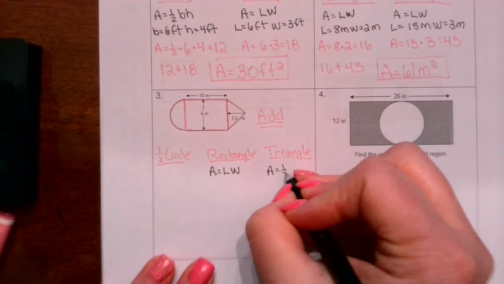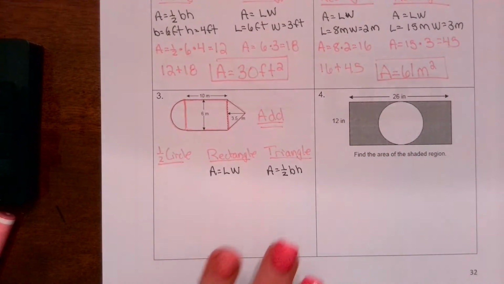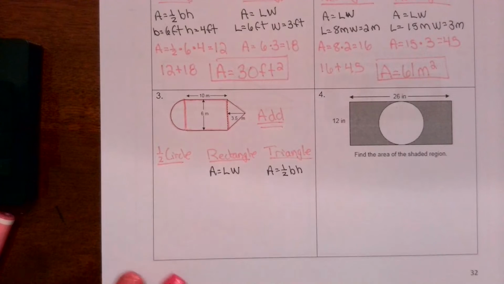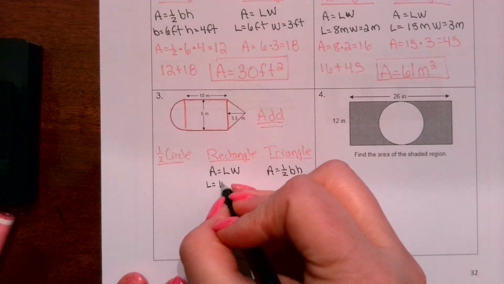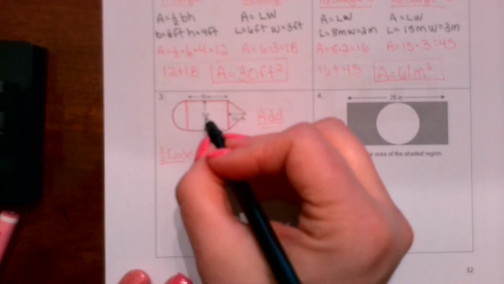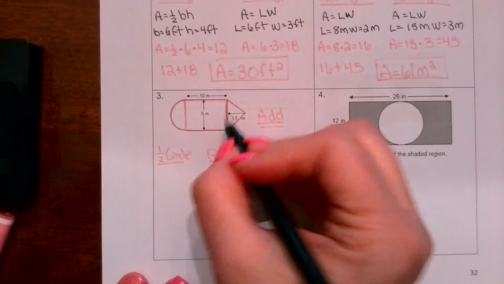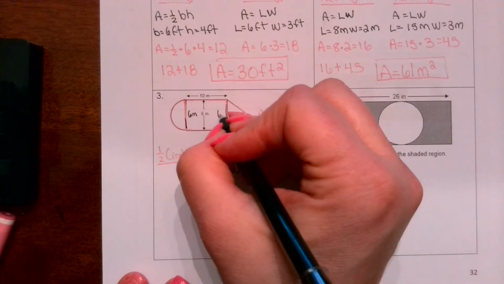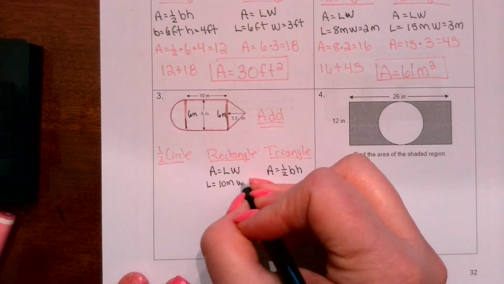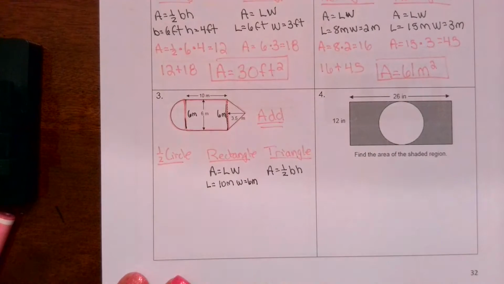So that's 1/2 base times height. Let's try to figure out these first. Well, I know that the length of my rectangle is 10 meters. And I know that here is 6, so this must also be 6, and this must also be 6 meters. So my width is 6 meters.